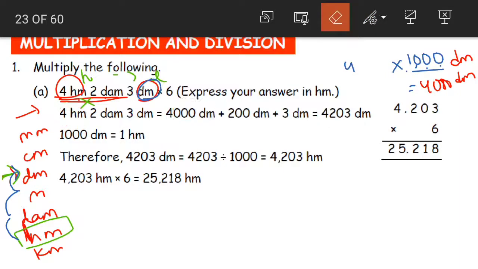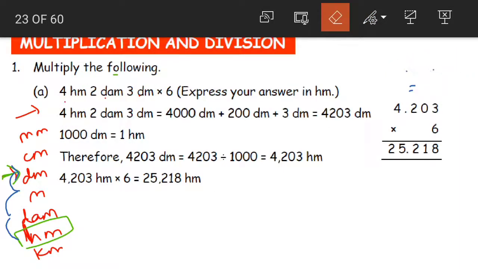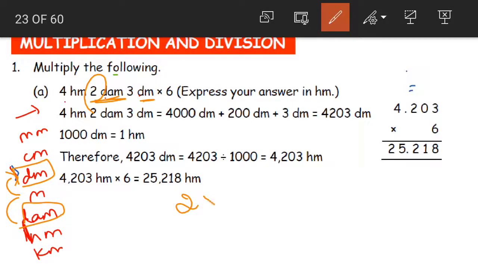Now coming to the next term, let us erase this first. The next one is our decameters. Again, we are converting them into decimeters. How many jumps? 1, 2 jumps. So this is 2 into 100 decimeters. 2 into 100 is equal to 200 decimeters. See, our second term is also done. Now coming to the third one, 3 decimeters. It is already in decimeters. So we need not multiply and convert.